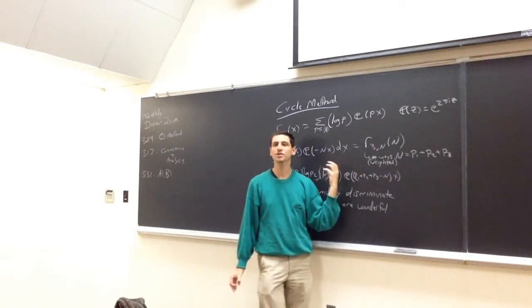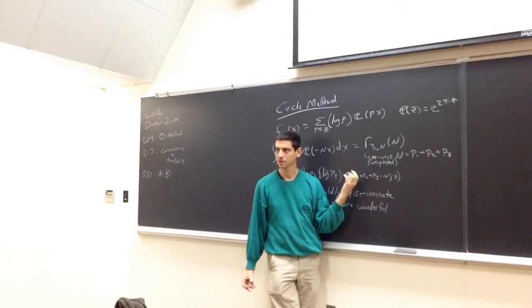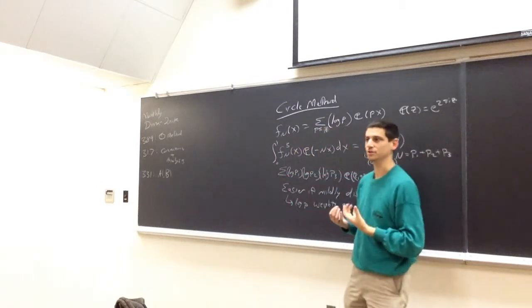Where did the logarithms for the primes come from? The von Mangoldt function. Well, they come from the von Mangoldt function, but why do we have the von Mangoldt function?